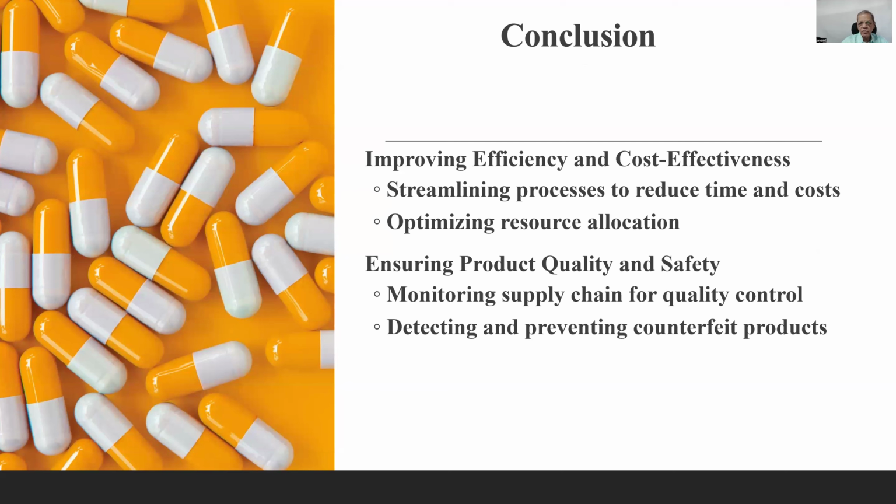So finally, coming to the conclusion, I was just trying to give you an idea of the different benefits artificial intelligence can contribute in the pharma supply chain. It improves efficiency and cost effectiveness, streamlines the processes, reduces time and cost, and also optimizes resource allocation. This also assures product quality and safety in the pharma supply chain, and detects any possibility of counterfeit drugs getting into the system, and then prevents that.